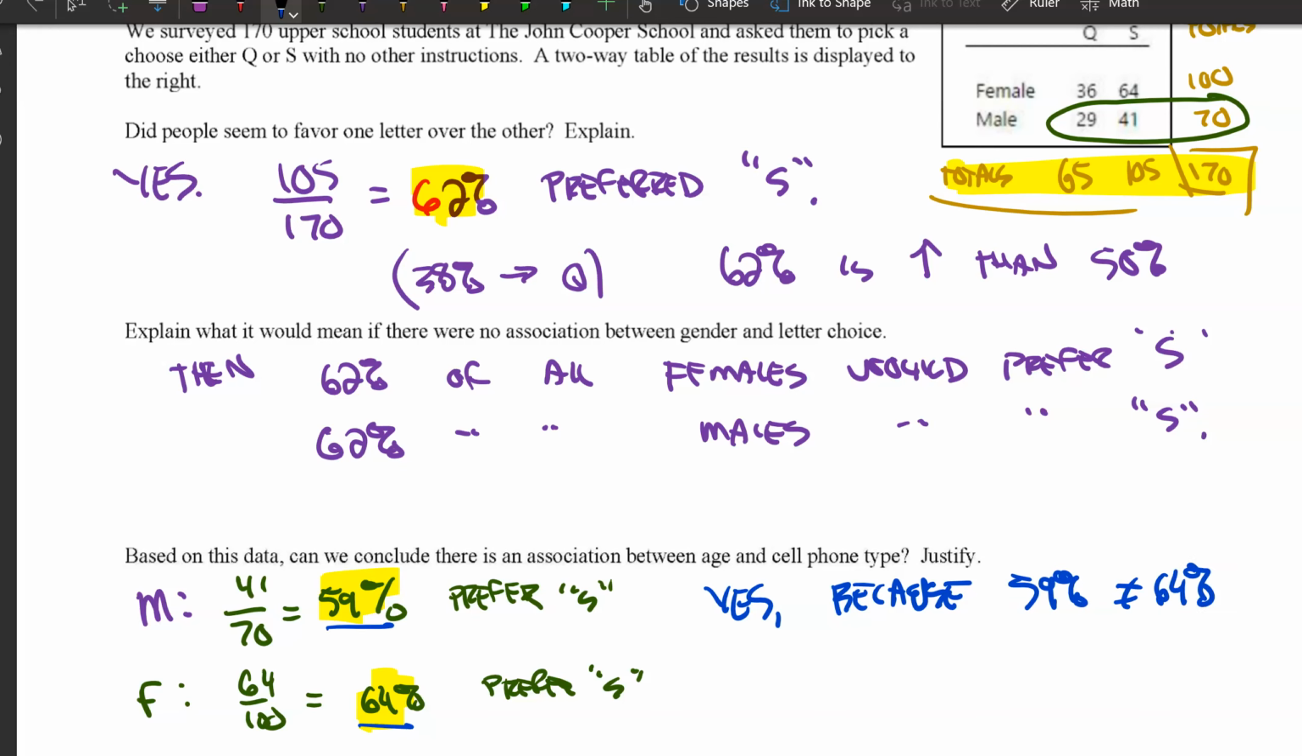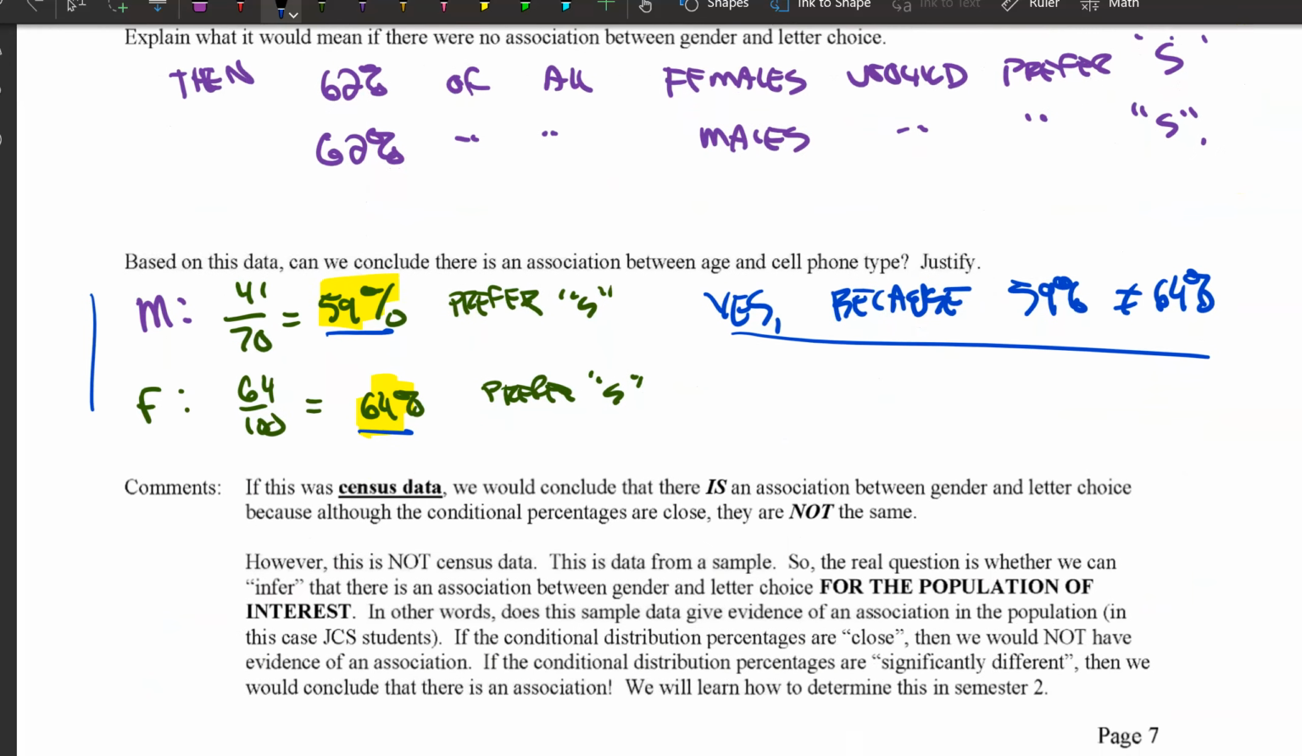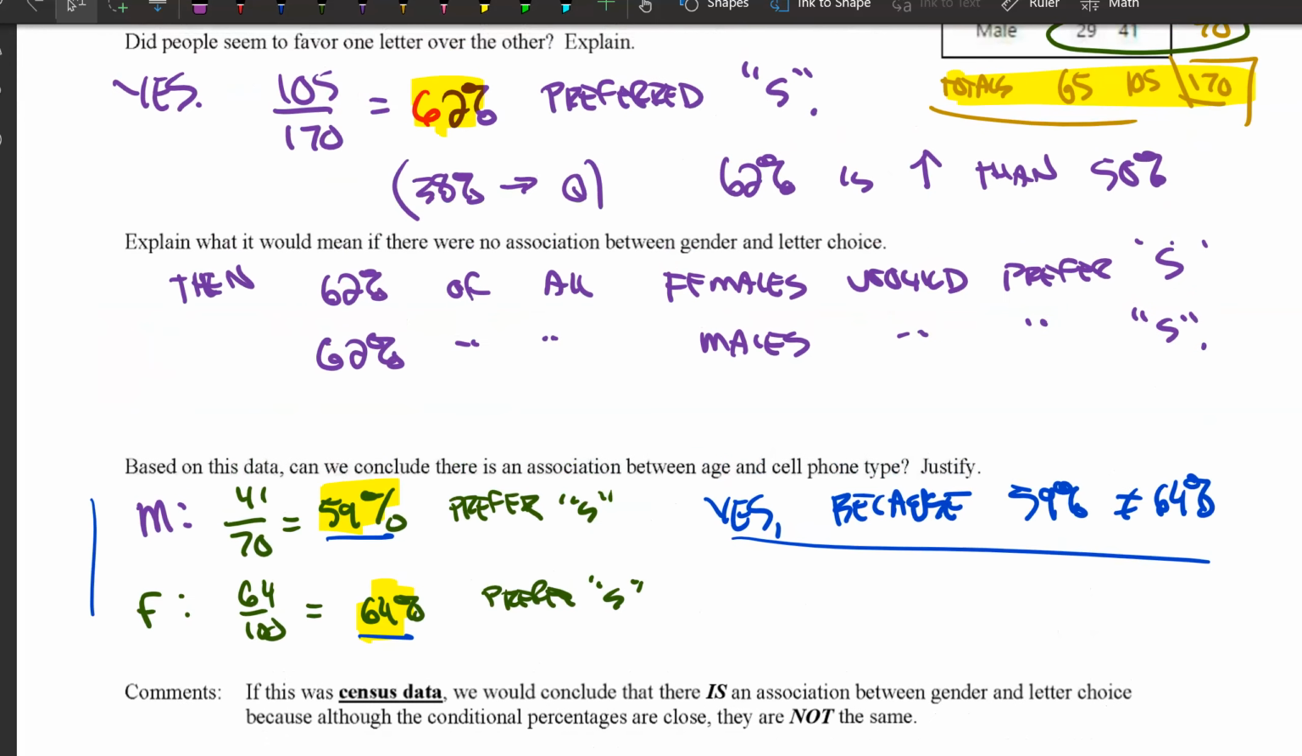I already talked about it over here. If you want to write it in words, though, you'd say the percentage of guys that prefer S is not the same as the percentage of females that prefer S. But I've already talked about that here. You don't have to write paragraphs for everything. But there were a couple of kids in the class that were like, well, wait a sec here. That's pretty close to 62%.